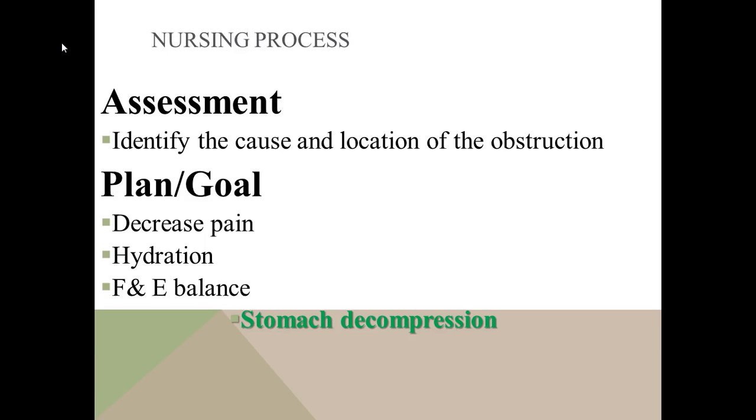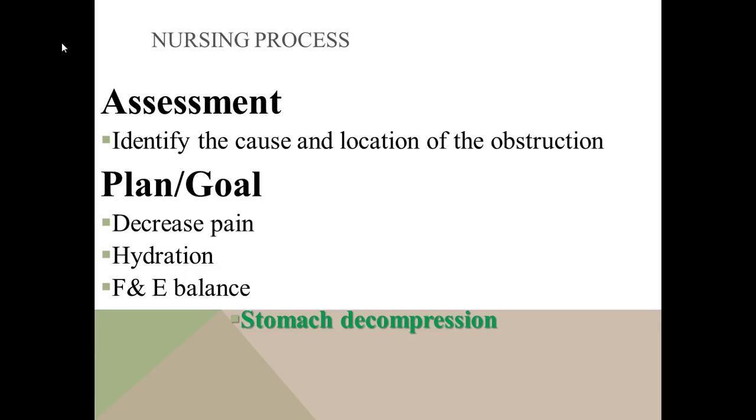So, nursing process. First, assessment. We will identify the cause and the location of the obstruction. So, using the clinical manifestations from the slides above, you would identify if it's a large bowel obstruction or a small bowel obstruction. Also identify if the patient has a past medical history, a tumor in their abdomen, or is a post-surgical patient. The plan here is to decrease pain, hydration, fluid electrolyte balance, and stomach decompression.